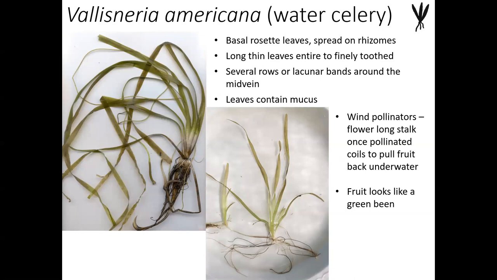And if you break a leaf in half, you'll see stringy mucus. I don't have a picture of it in this slide, but I think Paul has a nice picture of it in his book. And this plant is a wind pollinator, so it has long flower stalks that will go to the surface of the water. And once the fruit is pollinated, that stalk will coil down and pull that fruit back underwater. And Paul, if you want to trace the flower stalk on that left picture. Yep. And then the fruit kind of looks like a green bean, like an ordinary green bean.